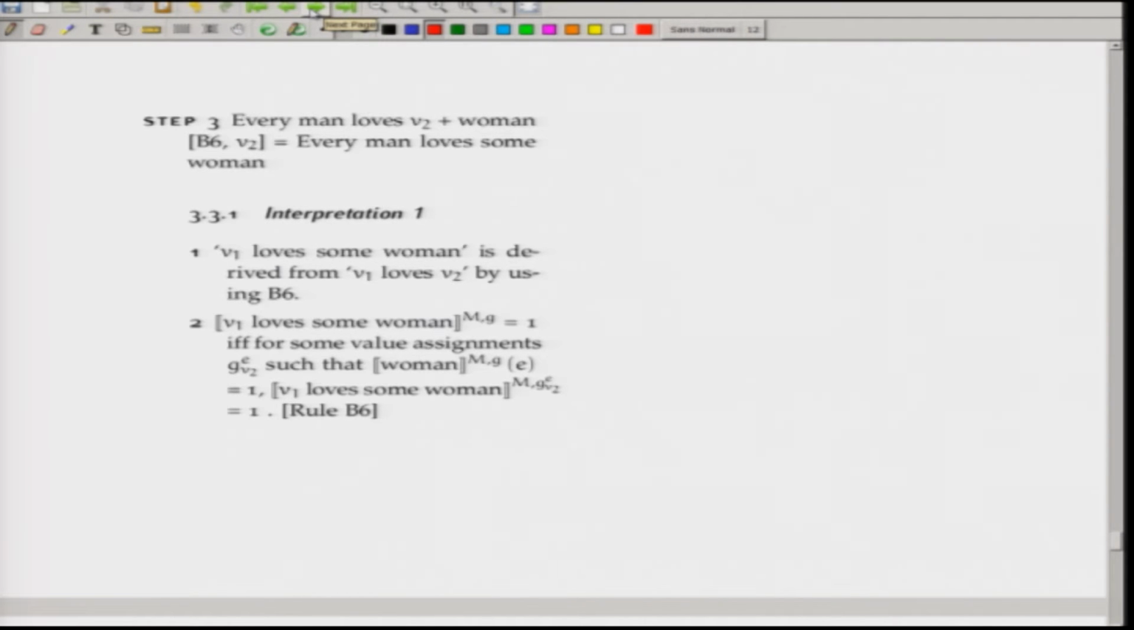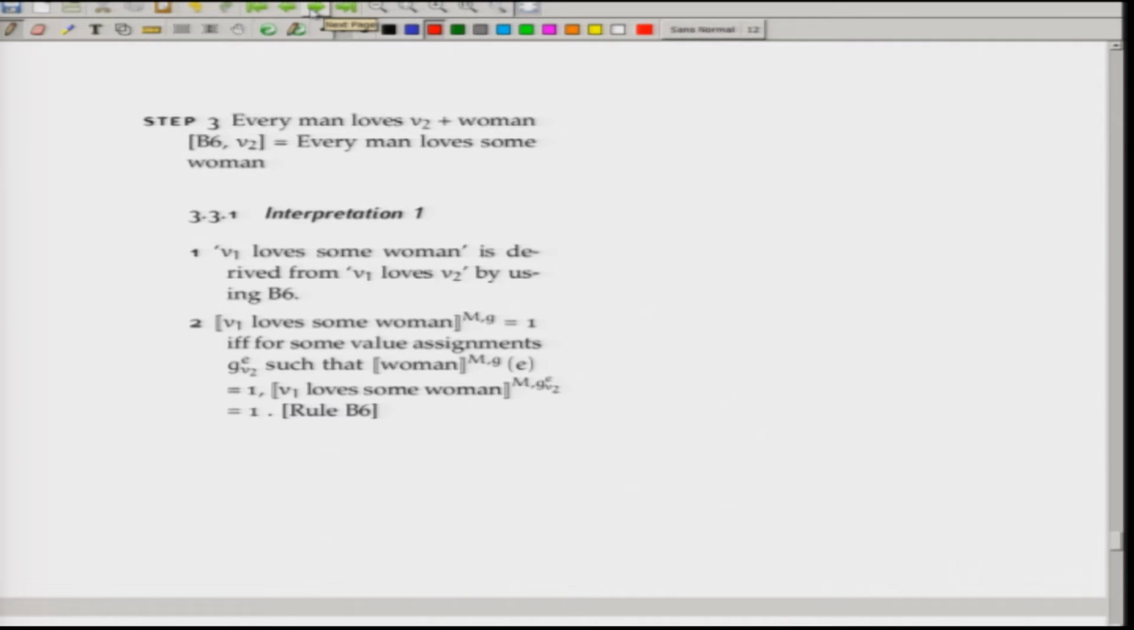Now, we shall see how to determine the truth value for these sentences. First, let us consider that V1 loves some woman. We need to do it in steps.